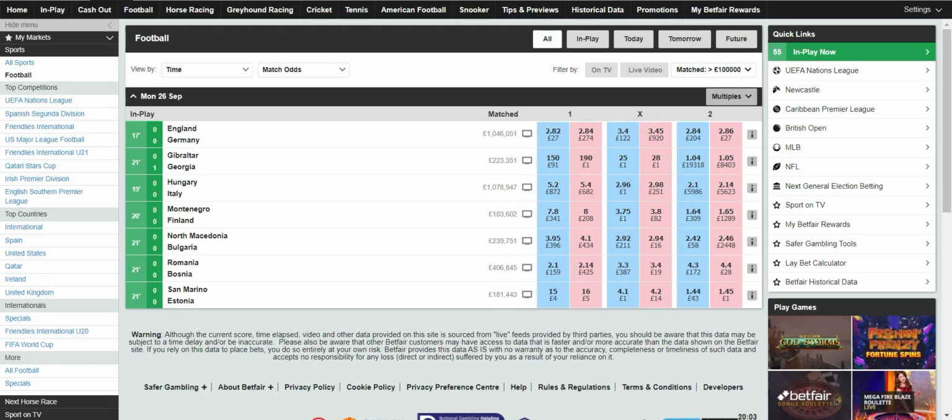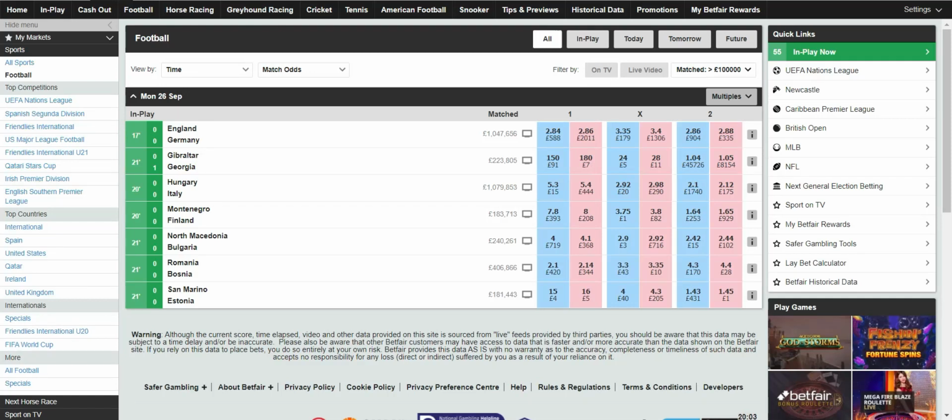In today's video, we are going to be looking at scalping goals, so let's get cracking. So first off, what do I mean by scalping goals? It's simple. All we need is a goal to be scored at any scoreline at any point in the match.